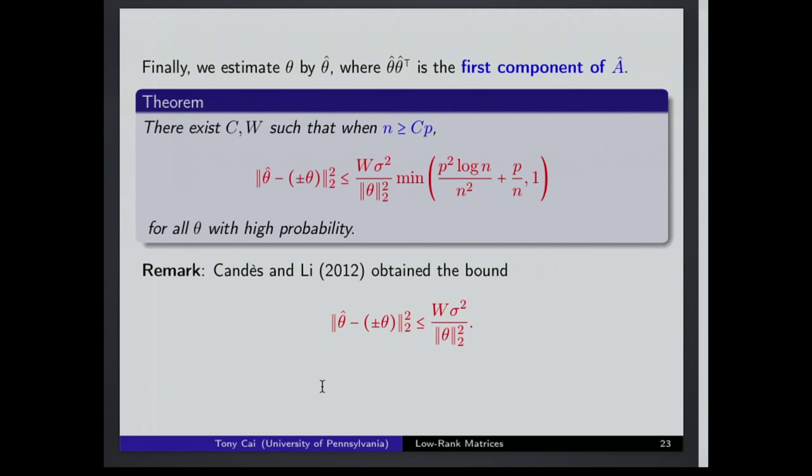By the way, theta itself is not identifiable because you take the absolute value and then square, so you have to match with the best sign. The problem has been solved before using different techniques by Emmanuel Candes and Xiaodong Li. In terms of the results, the difference between this and that is in this minimum. Typically n is much larger, so this term is very small. That means that by using our results, you can actually recover it better.